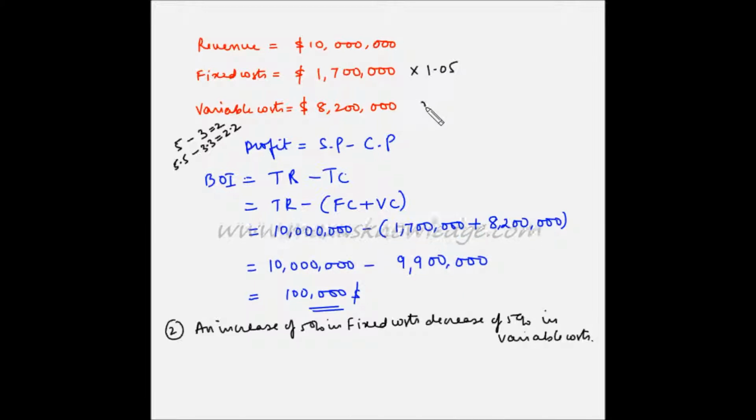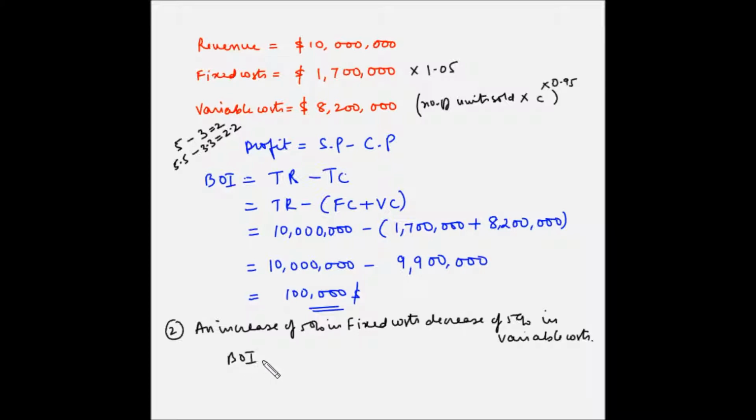Now the variable cost is the number of units sold multiplied by the unit variable cost, which is represented by a small c. And now here we are saying that the variable cost is decreasing by 5%. So basically we have to multiply this by 0.95, indicating a decrease of 5% in the variable cost. So let's now find out the revised budgeted operating income based on this change.